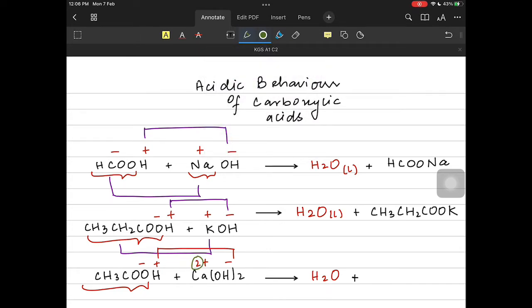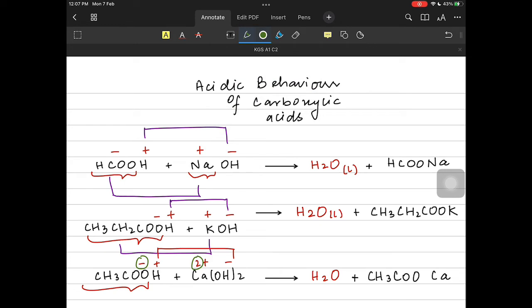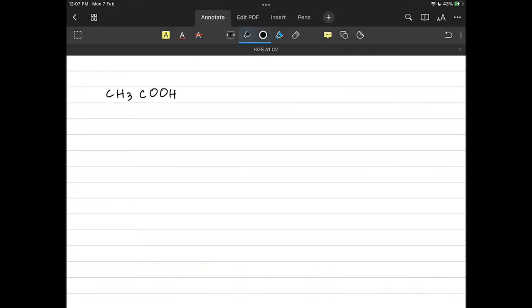But remember that calcium has a +2 and the carboxylic acid ion is a -1. So formula making indicates that the charges are swapped. So the anion of the carboxylic acid gets a 2 within the brackets. So we write CH3COO, but then we put a bracket around it and then we place a 2 outside the bracket because calcium had a +2 charge, and this is how formula making works.